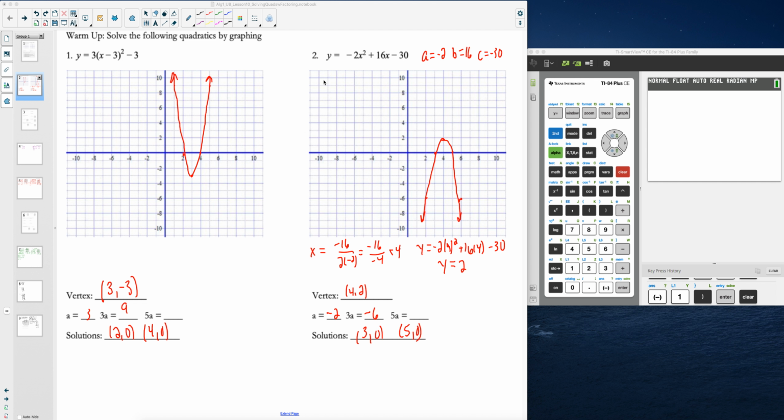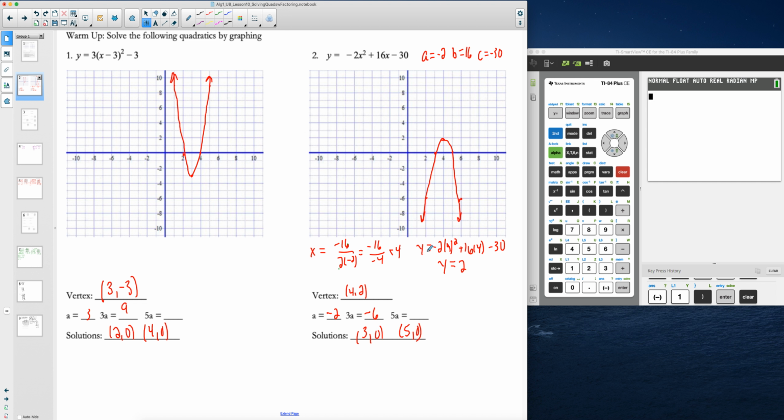Now, this is the one that requires us to do a little bit more work. This is in standard form, which means we have to do a little bit of work to find our vertex. So we have to use our little formula to get us going, which is the opposite of b over 2a. When we look at this, a is -2, b is 16, c is -30. So the opposite of b would be -16. 2 times a would be 2 times -2. -16 divided by -4 is 4.